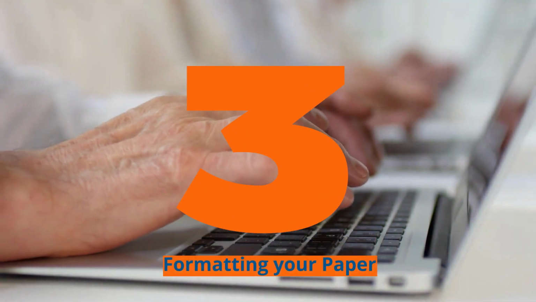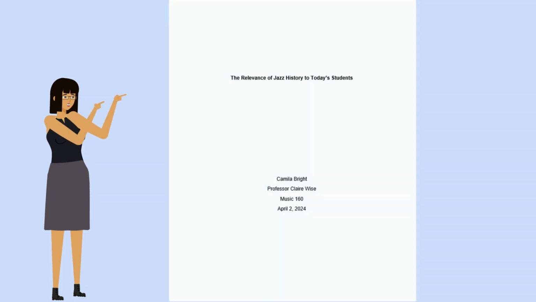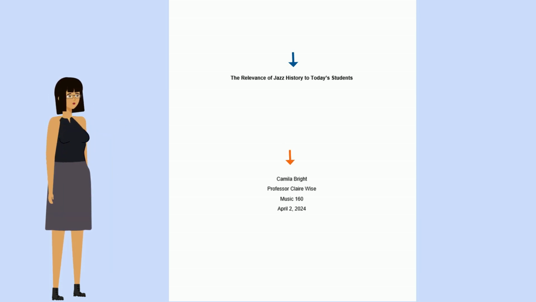The last step is step 3, formatting your paper. Your instructor may want a title page. Title pages have the title of the paper centered and about a third down the page. Then, after a few lines, put, double-spaced on separate lines, your name, your instructor's name, the name or number of your class, and the date you are submitting your paper.